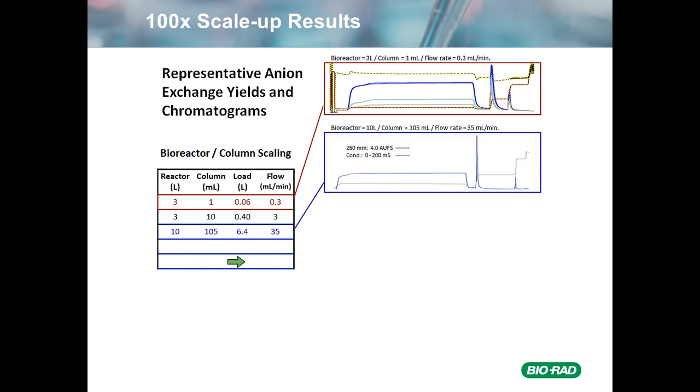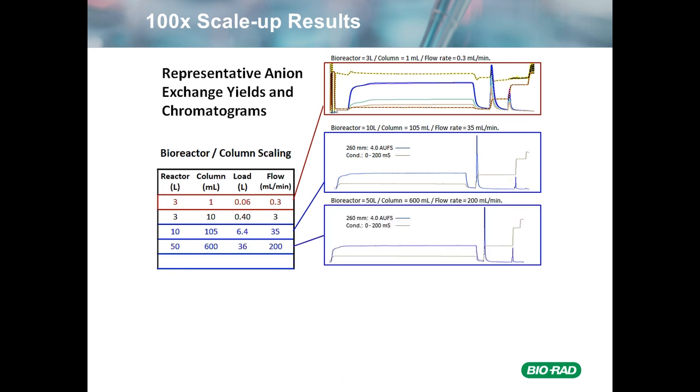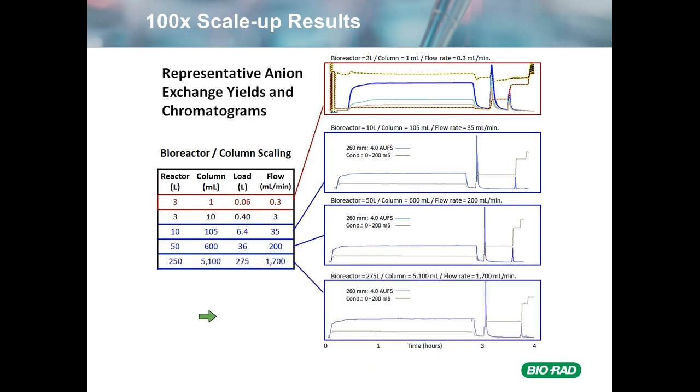The next scale that I want to present is a 100 mil column, so 100 fold scale up on a 10 liter reactor. Again, you see exactly the same profile, and here's the elution peak. Next scale was a 600 mil column with a 50 liter reactor. Again, you see the same profile with this nice elution peak. And the final clinical scale, which is actually going into trials, was a 5 liter column with 250 liters of reactor volume. And again, you see exactly the same profile with the elution peak here. So this scaled very, very well in going all the way from 1 mil up to 5 liters, which is a 5000 fold scale up.